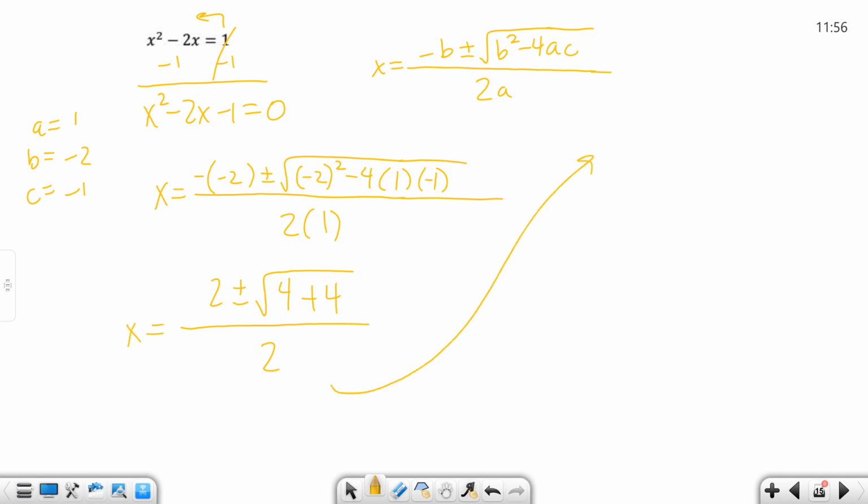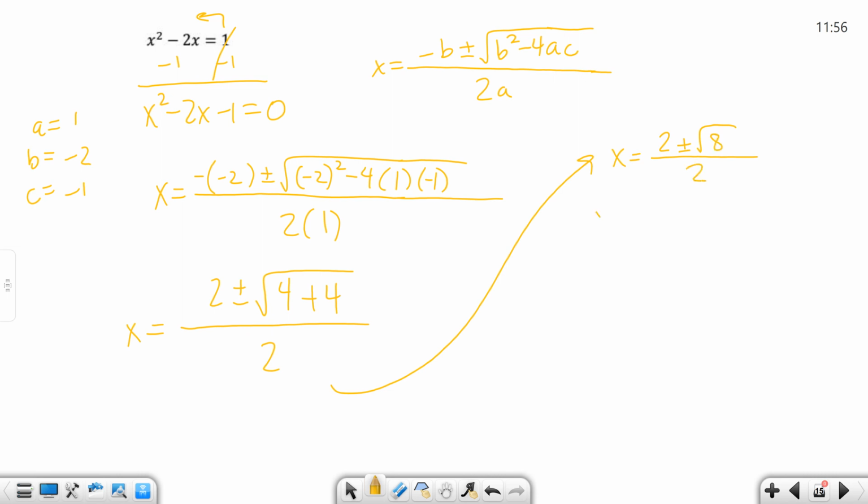So let's just come over here. I'm kind of writing this one big. x equals 2 plus or minus the square root of 8 over 2. I left my equals off.